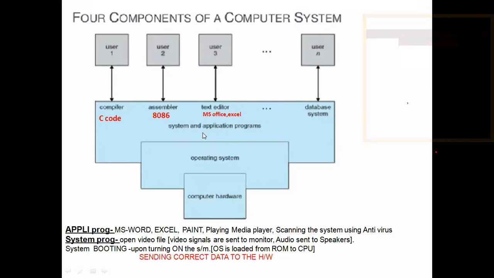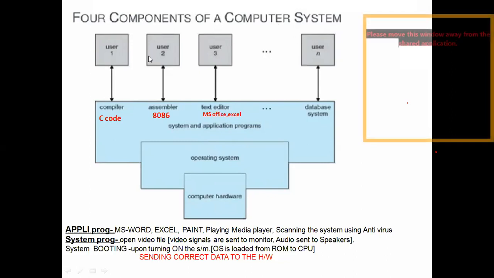Okay, the same diagram is shown in a different manner. Here we have the four important components of a computer system. Again, I repeat, those four components are the user layer, the system programs or application programs, and below that, the operating system, which acts as an intermediary between the user layer and the computer machine, or the host machine, or the hardware.